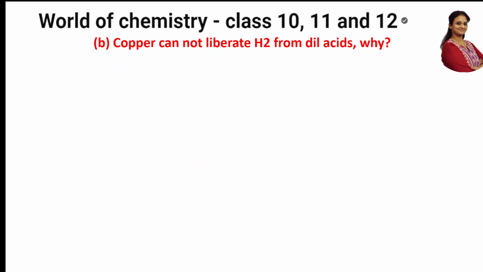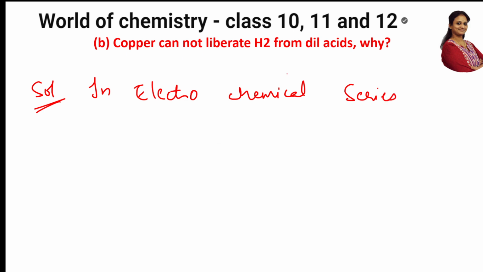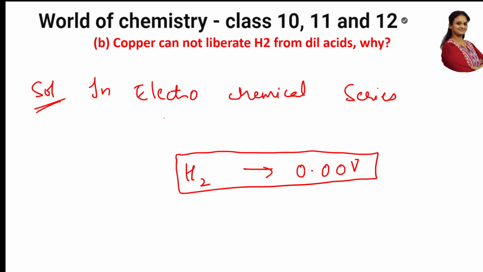This is the next question. Copper does not liberate hydrogen from dilute acids. Why is it not liberating? Have you heard about the electrochemical series? In the electrochemical series, where is hydrogen and where is copper? The electrode potential value of hydrogen is 0.00 volts. It is taken as a standard. Copper lies below hydrogen. Its electrode potential value is +0.34 volts.